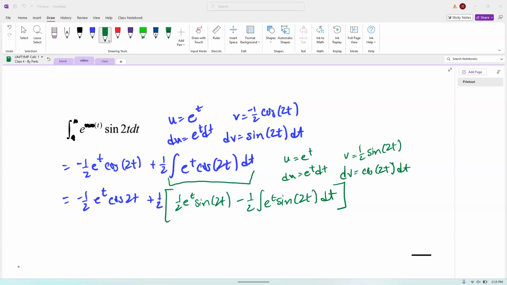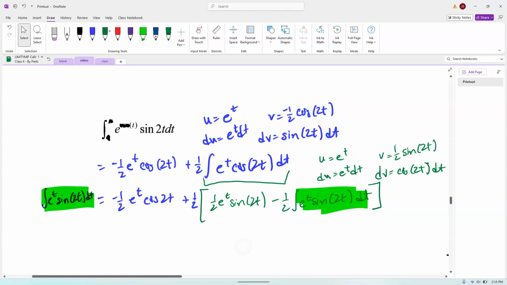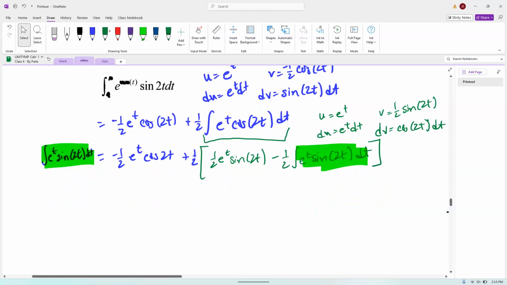Is that helpful? No, I mean e to the t sine 2t, we just need to go again, right? Actually, this is helpful because remember on the left-hand side, that's all equal to integral e to the t sine 2t dt. If I look, that is the same as in here. So I can maybe just collect like terms. Okay, this is really bizarre. This is called a cyclic integration by parts example.